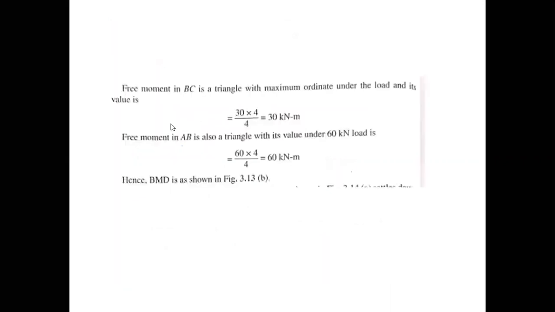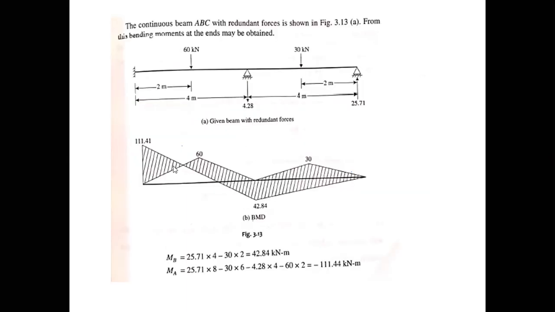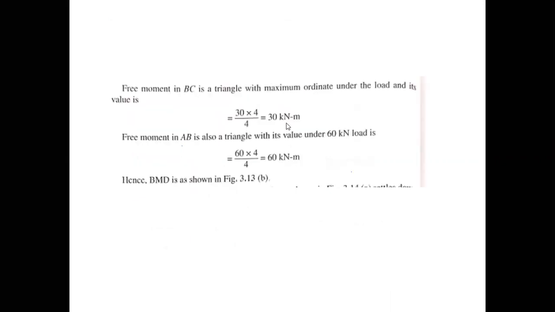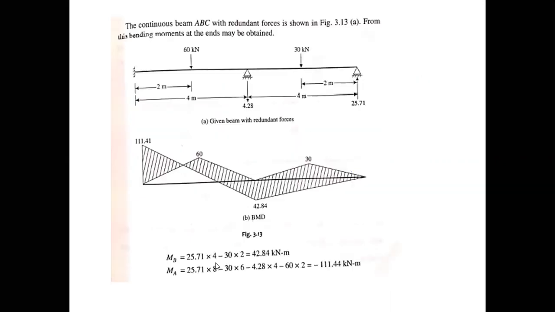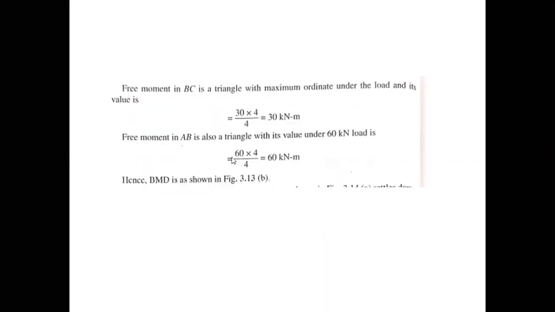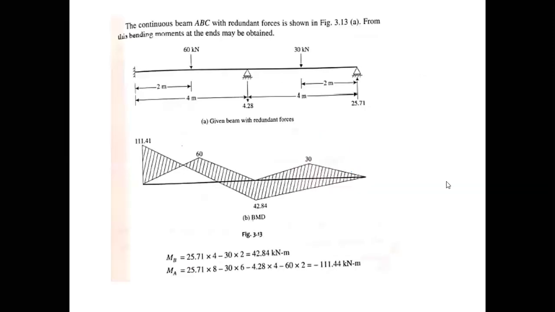So this is the calculation of free moment at C, a triangle, for this portion 30. This is 30 multiplied by 4, that is 30 kilonewton meter. This is what we have written over here, and this is free moment at AB, also a triangle with value of 60 kilonewton meter, so it will be WL by 4, that is 60 kilonewton meter. So BMD is over here. This is how we have analyzed this continuous beam using the flexibility matrix approach.